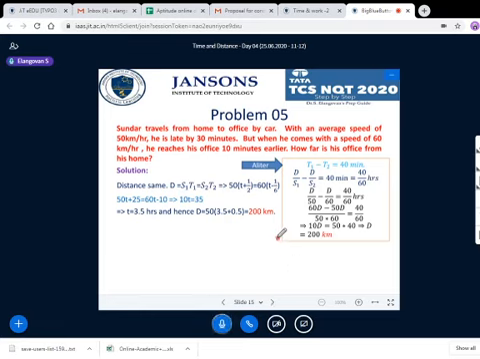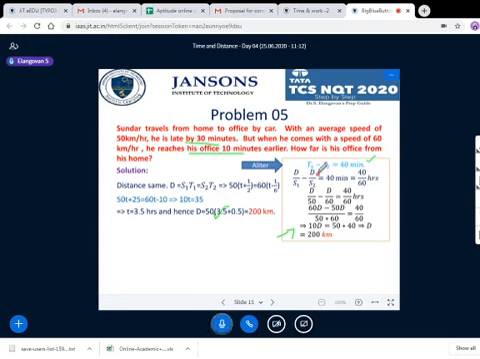There is an alternate method also. But I find this is useful. So d by s1, the time difference is taken as 40 minutes. So 30 minutes late he is going, and in the second case he is reaching 10 minutes earlier. So the difference in timing is 40 minutes. Even this way you can solve this problem. t1 minus t2 is equal to 40 minutes.